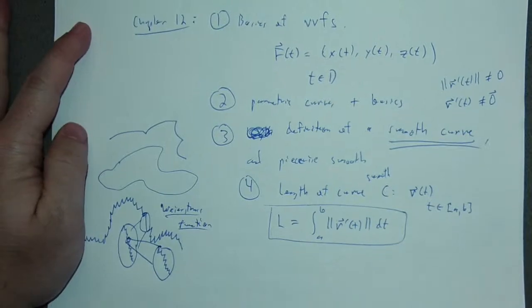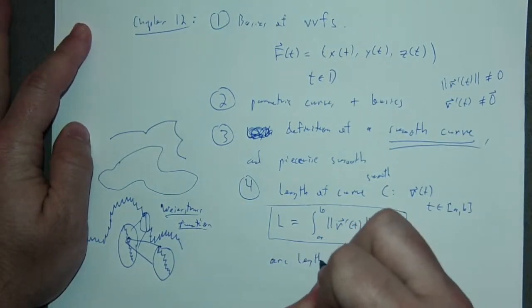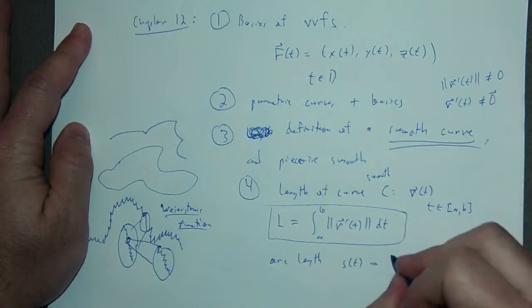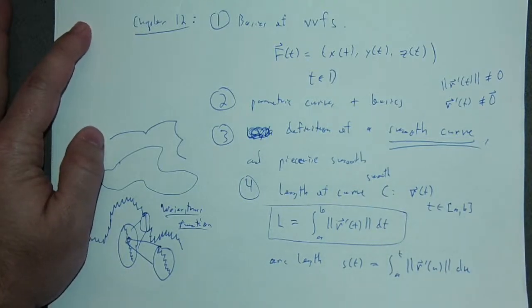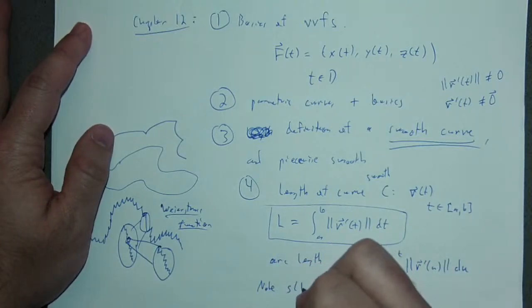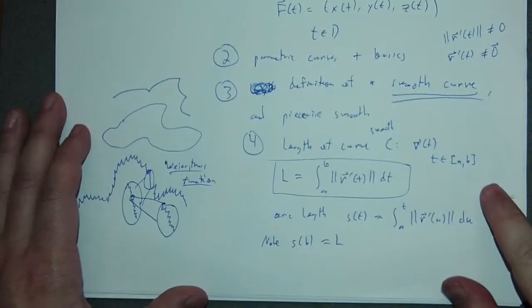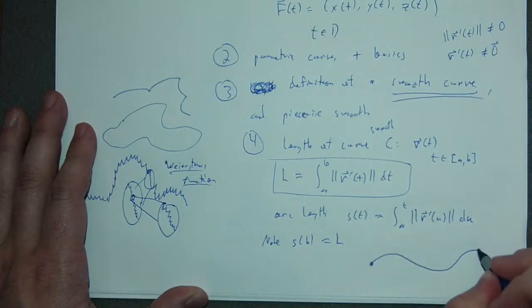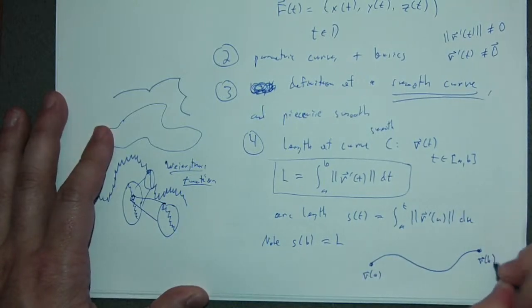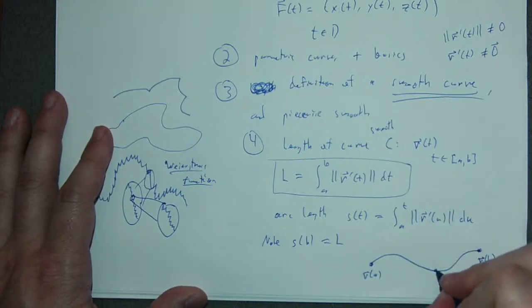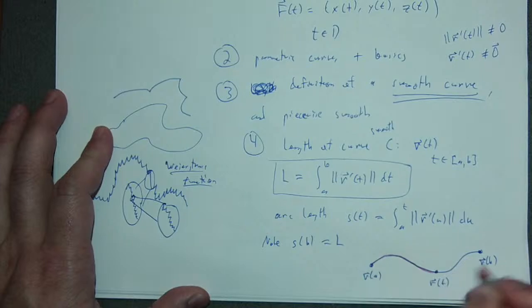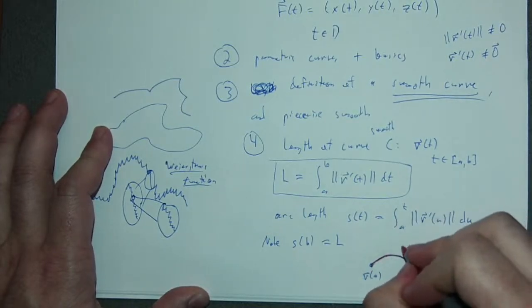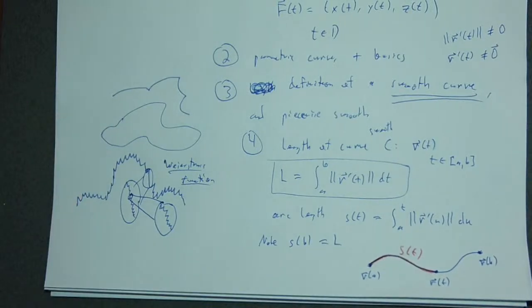You also need to know about arc length, as I wrote on the board yesterday, which was this function s of t that defines the integral from a to t of the length of r prime of u du. Note, of course, that s of b is just equal to the length. So what is arc length computing? If here is r of a and here is r of b, the entire length is the length of that curve. The arc length up to some t is just the length of this portion of the curve. So this piece is s of t. That's what that's computing.